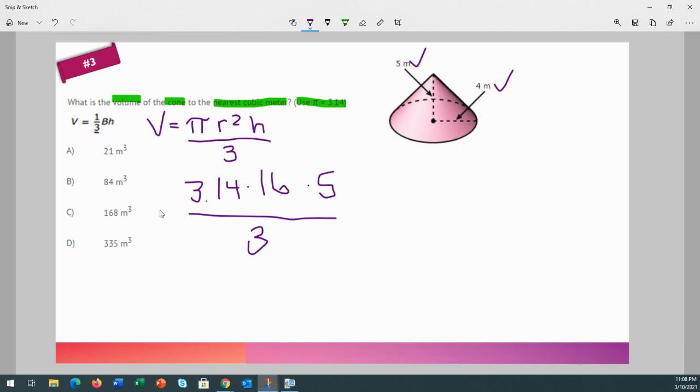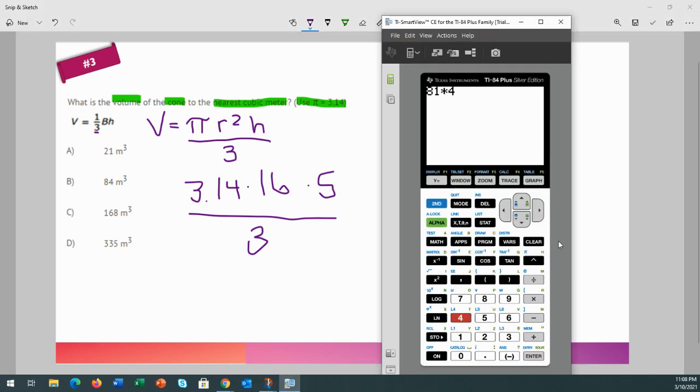All right, so at this point, it is calculator time. So we would want to get our calculator out. Let me pull out my graphing calculator and get this total across the top, the numerator. So I'll go ahead and show you that part. So you would want to do 3.14 times 16 times 5. Okay, there's your numerator across the top. Now your last step, all you have to do is take that final step and divide it by 3. If you can do that, you will easily identify the answer here from your answer choices. And remember, round it to the nearest cubic meter, the nearest whole number.